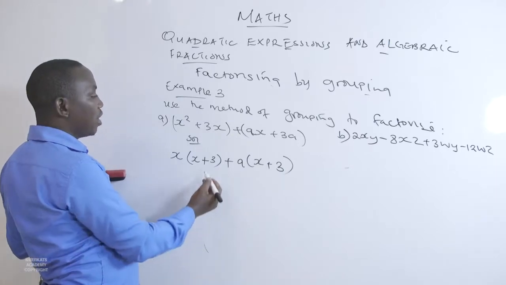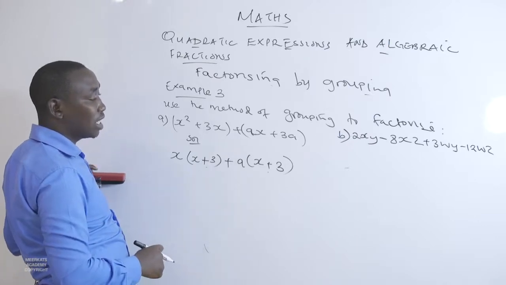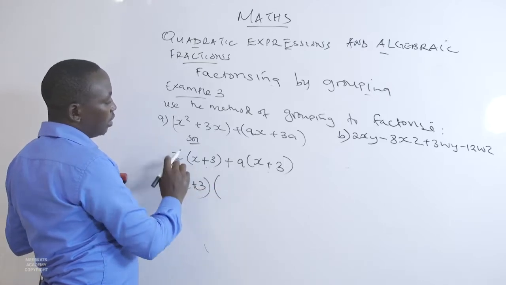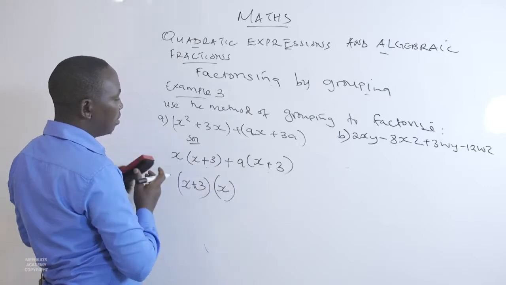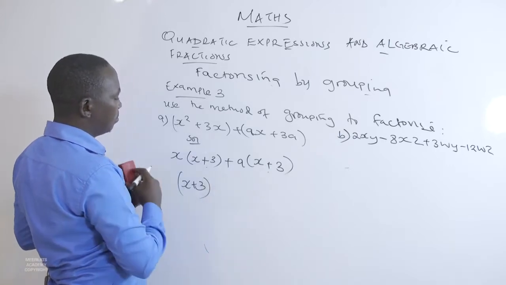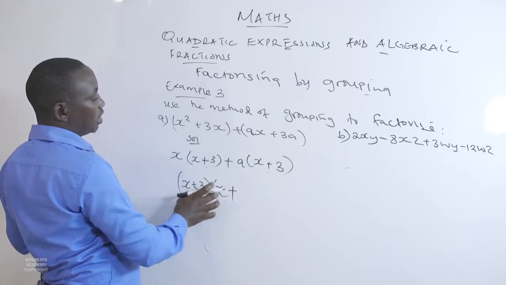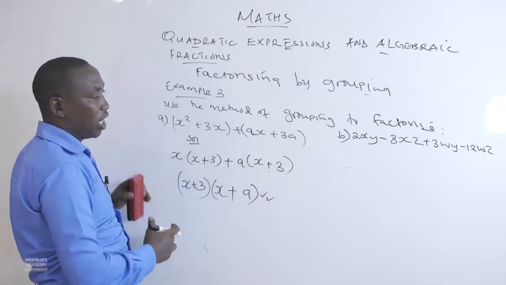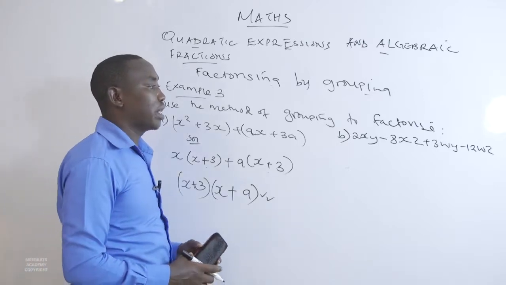So you again discover we have a binomial common factor, which is x plus 3. We take it out so that x plus 3 goes into x plus 3, x times, plus x plus 3 goes into x plus 3 a times, and that will be the factorized form, x plus 3 into x plus a.